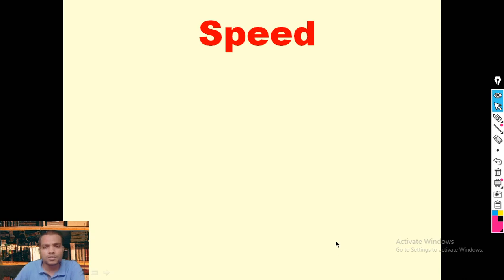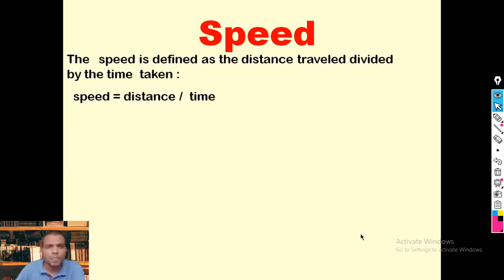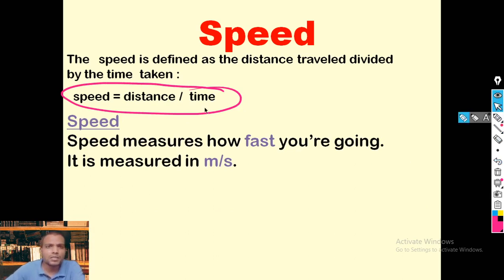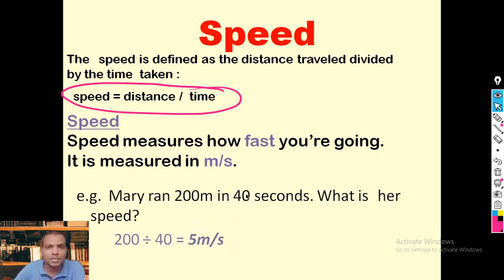Today I would like to discuss how to calculate speed and velocity. Speed we define as the distance traveled upon time taken. As a formula, speed equals distance upon time. Speed measures how fast you are going, only the fastness. Its SI unit is meter per second, because distance is measured in meters and time in seconds.